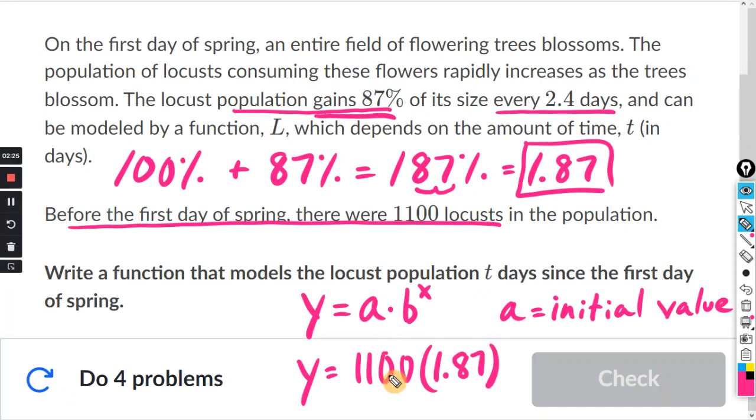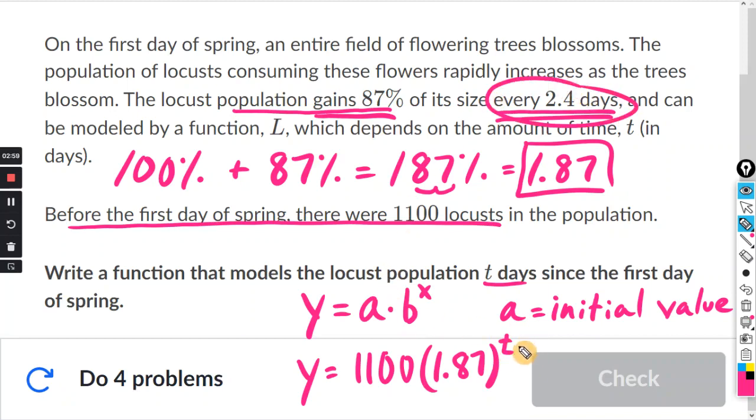Now, how frequently do we want it to gain 87%? Well, it says every 2.4 days. So let me see, it says t is going to be the number of days. So if we just put a t here as the exponent, every time the day goes by, it's going to add 87% every time t increases by 1. But we don't want it to do it every 1 day. We want it to do it every 2.4 days.